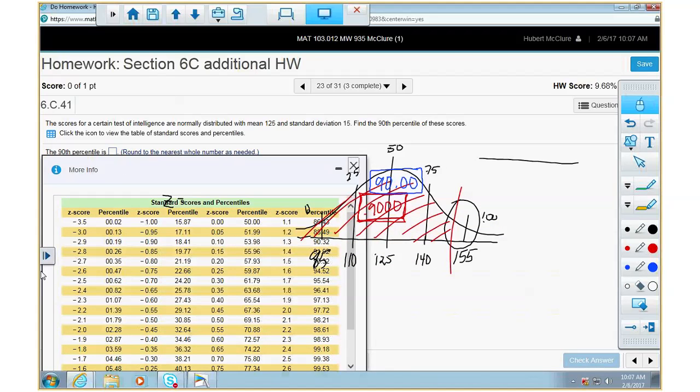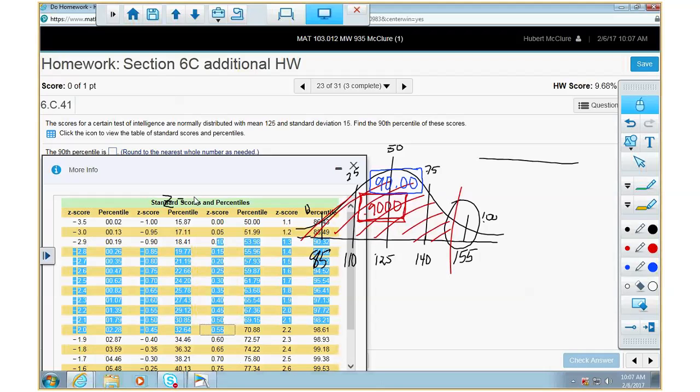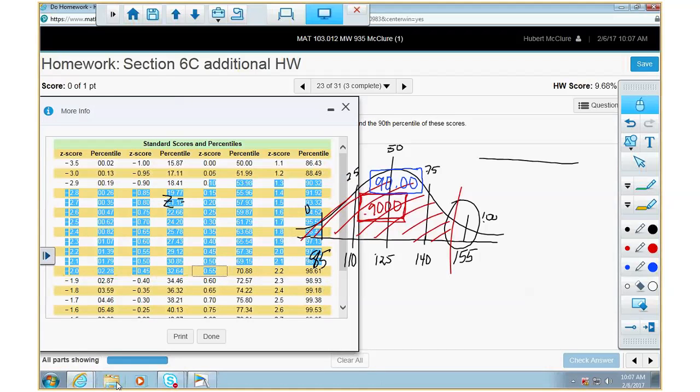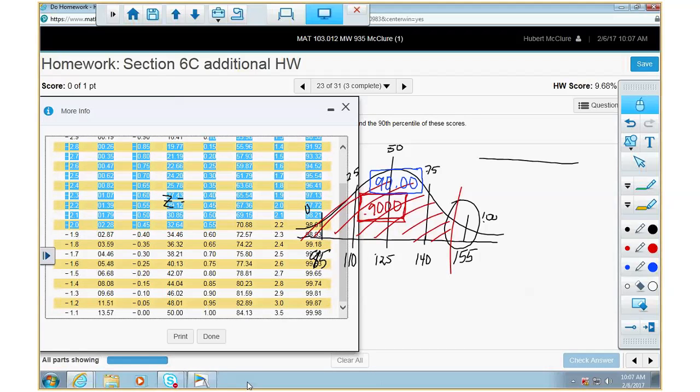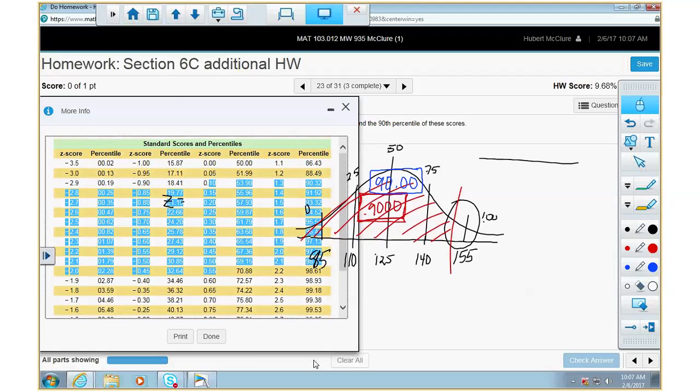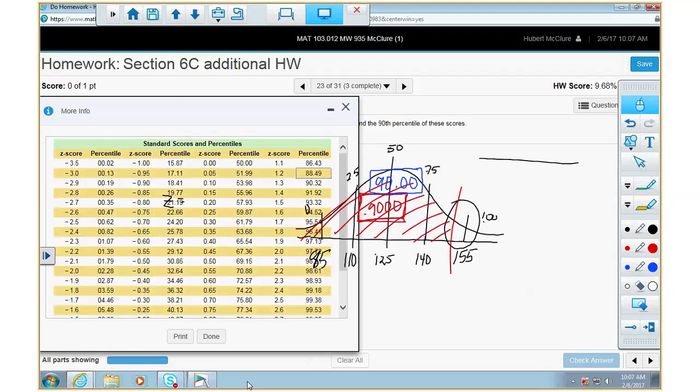Is it going to be a positive z-score or a negative z-score? Positive, because to the right of your center. So we need to find 90%. Well, there's 70%, so chances are it's going to be on up. 90%, 90%, 90%. Okay, so on the last thing, what's closer to 90%? 88.49 or 90.32? 90.32, which will give us a z-score of what? 1.3. So you go down here and you say, okay, that's a z-score of 1.3.